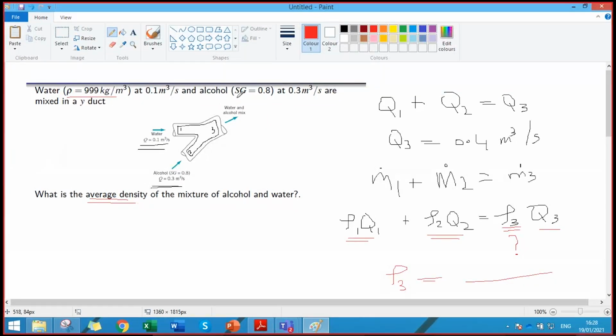Rho alcohol will be equal to the specific gravity into rho of water. So if density of the water is fixed, and if density of the alcohol is fixed, it means that you can assume it as incompressible flow. Clear?